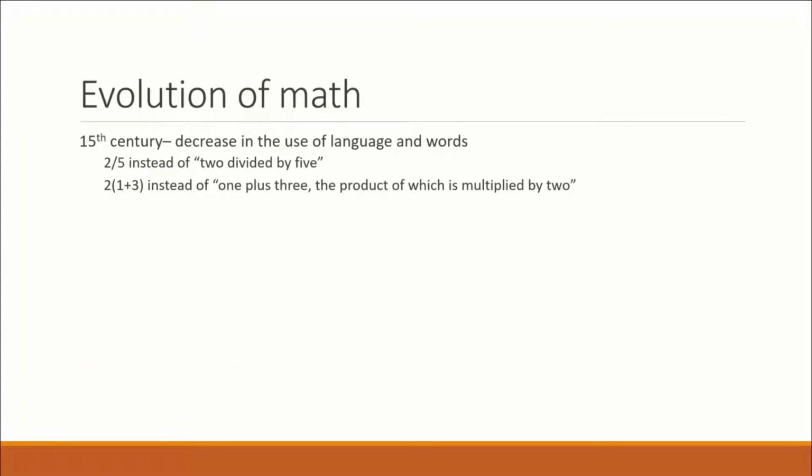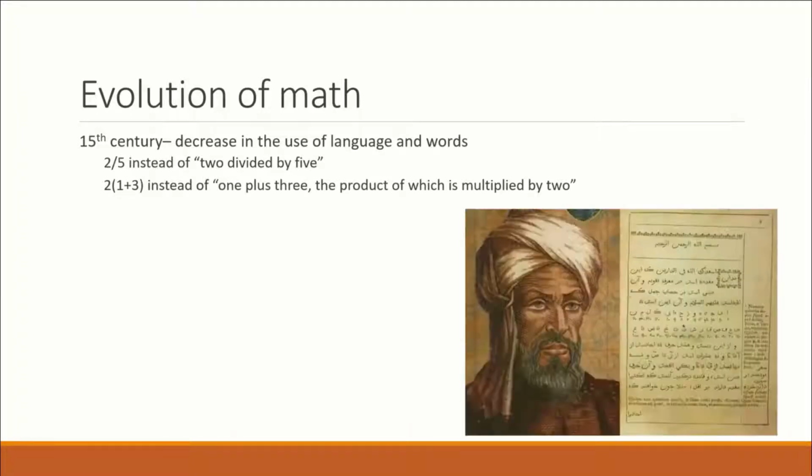So let's fast forward from antiquity to the 15th century. At this stage, history observes a systematic decrease in the use of language and words among mathematicians. Now, the authors don't talk about this in the paper, but in the 1400s, it likely would have been Islamic mathematicians spearheading these innovations.